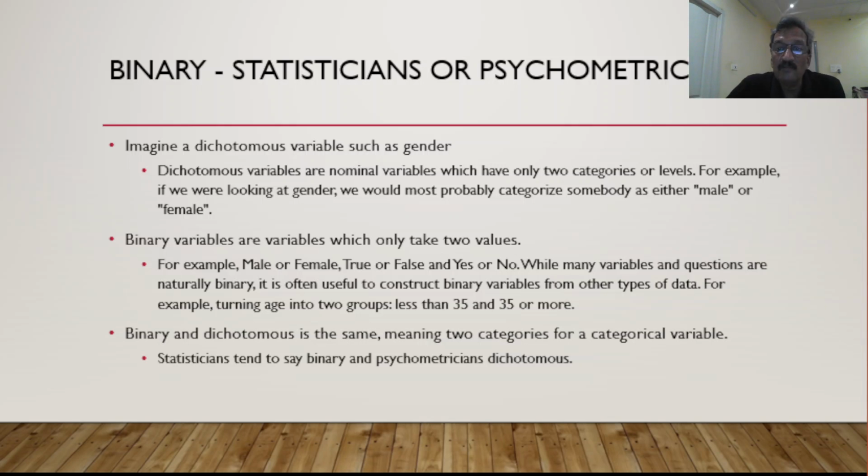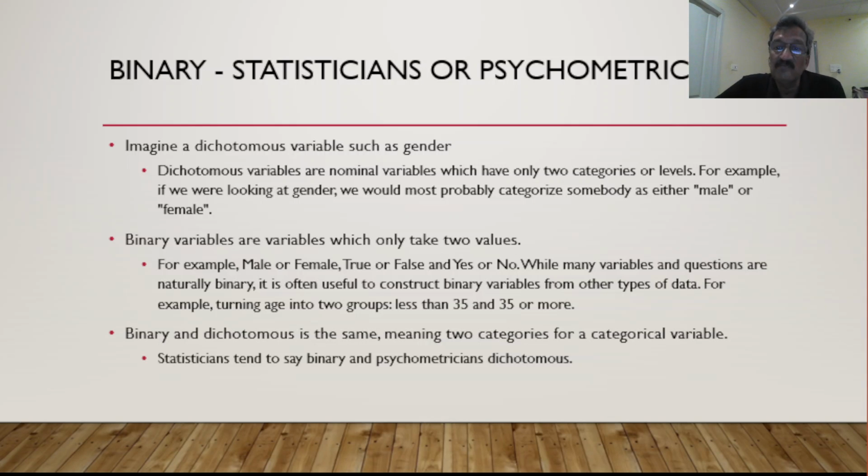And the binary variables are peculiar in that you can actually take any continuous variable, provide a cutoff, and then group them into two. For example, age, which is actually a continuous variable. You can make it into a binary or a dichotomous variable by providing a cutoff like less than 35 and 35 or more. So that way you can make a continuous variable into a simple nominal binary or dichotomous variable.